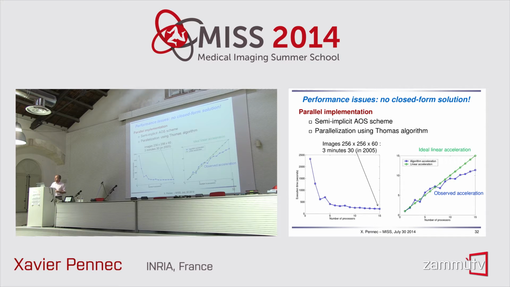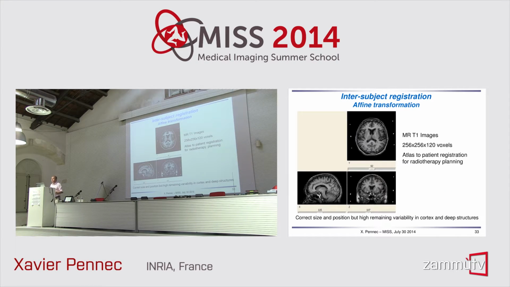Okay, I'm going to switch the parallelization. I just want to show you a few results. So this is the registration of two images. One has a stereotactic frame, so you can see the frame here. And this is the affine alignment. You can see that with an affine alignment, basically we have the shape of the head, but there are a lot of remaining differences between the two images.